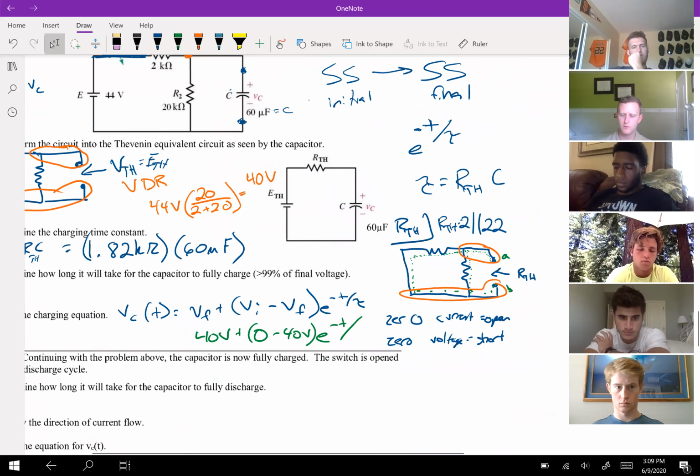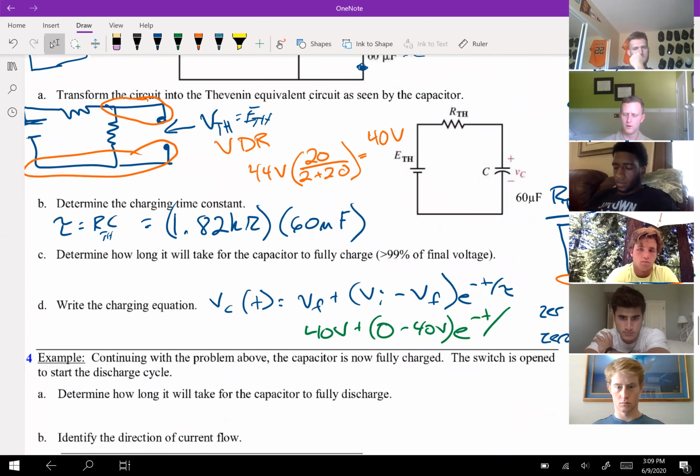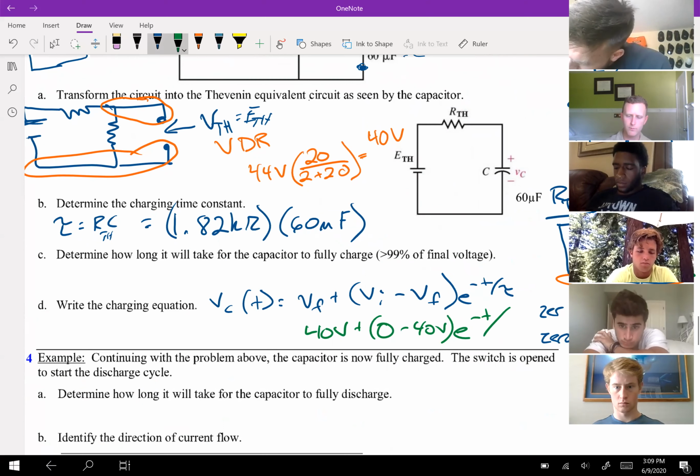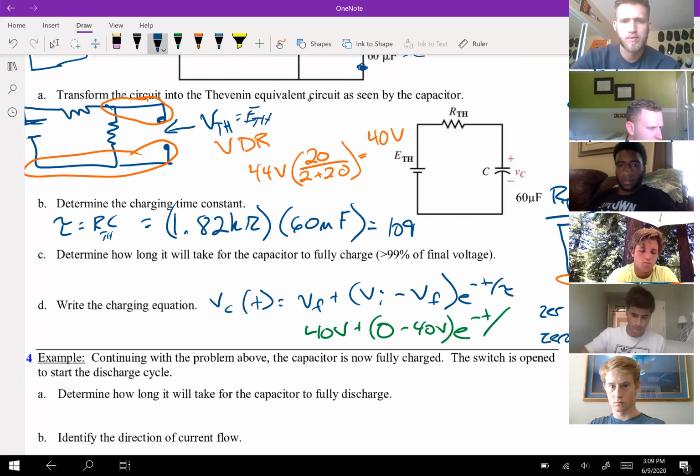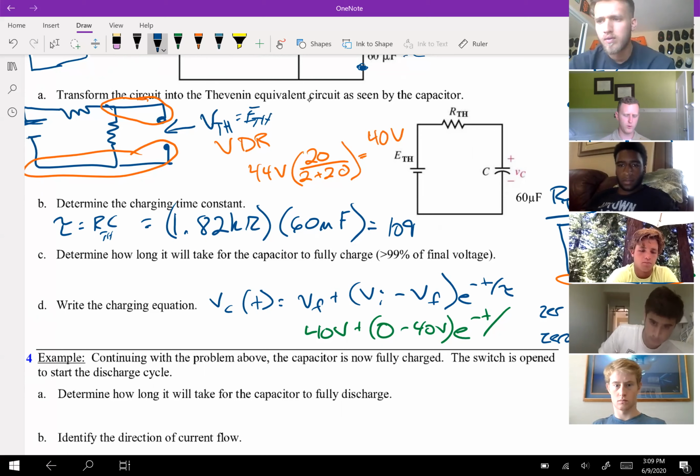So now, right, the charging equation. So we're looking for tau. We plug each of these together. And I get 109. Actually, I should type that on my calculator. You can't read this handwriting. I think it's 109 microseconds.